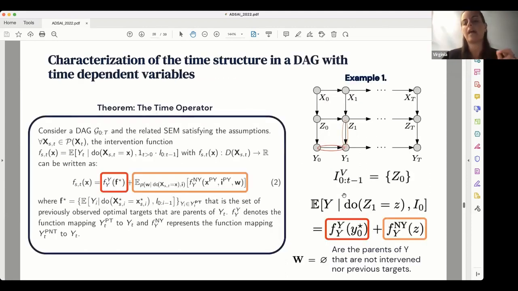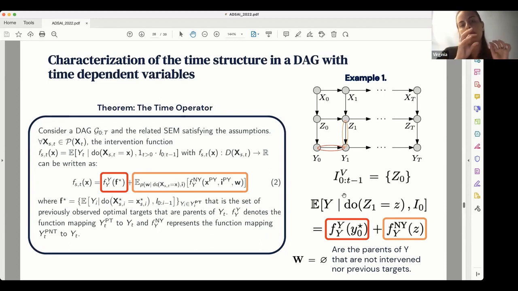So it turns out that the causal effect at every time step is determined by two components. The first component is given by the optimal values of the target, propagated through y1, propagated in time. And another element is determined by the other parents of y1, for example, and previously implemented interventions.